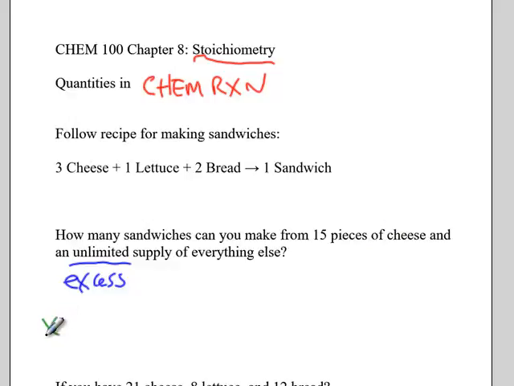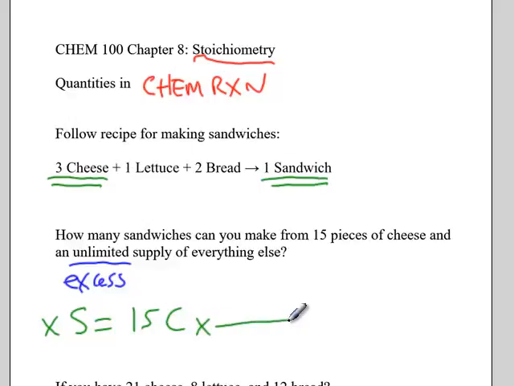So we're going to use our dimensional analysis. How many sandwiches could we make starting from 15 pieces of cheese? And the key relationship in stoichiometry is always the balanced chemical equation, which tells us for this recipe it requires 3 pieces of cheese to make one sandwich. So that's our mole to mole ratio between cheese and sandwiches. So I can put a times sign in a line and convert cheese into sandwiches using the coefficients. It's a 3-to-1 ratio. 3 pieces of cheese make one sandwich. So when I multiply through, I'm going to get an answer of 5 sandwiches.